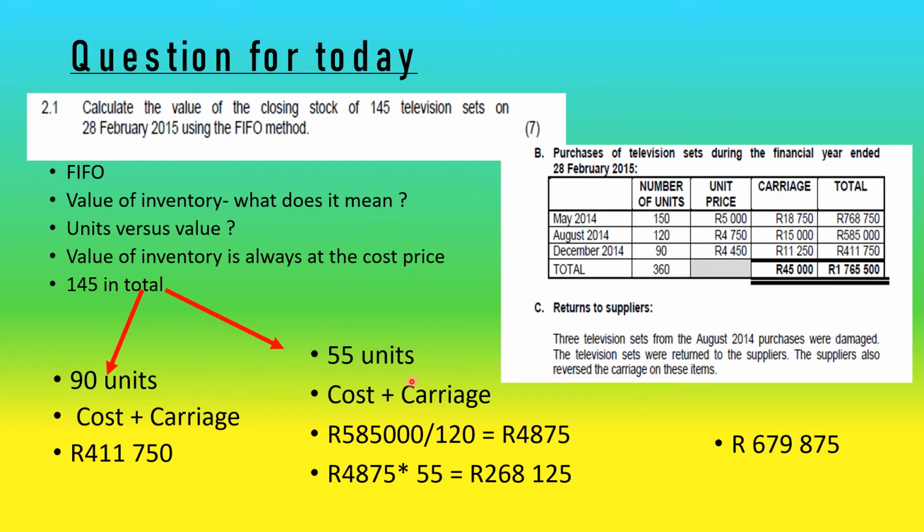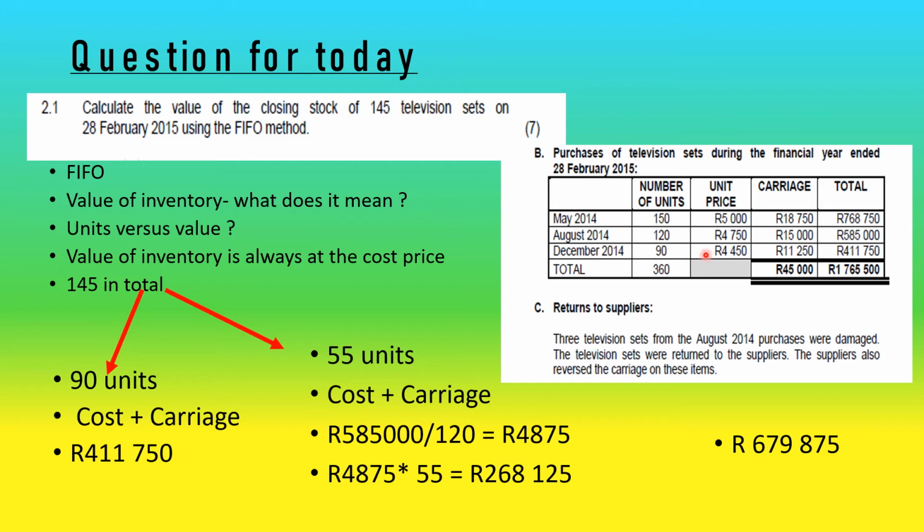So now that you've determined the units, you know the 90 units, right? Well, the cost of the 90 units is 4,450 per unit. You've got your carriage and in total 411,000. So you can use for your 90 units the full total of 411,000 because nothing was sold of this 90 unit, right?